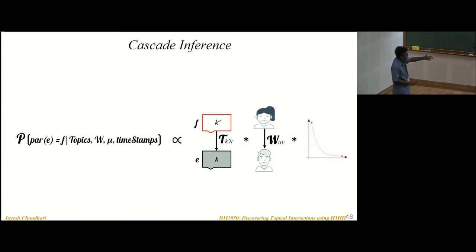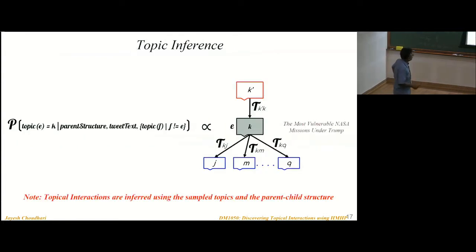These are the unknowns: T, K, K prime, and W, U, V, all of these are unknowns. And even the labels of this as K prime, this as K are all unknowns. This is what we will infer.